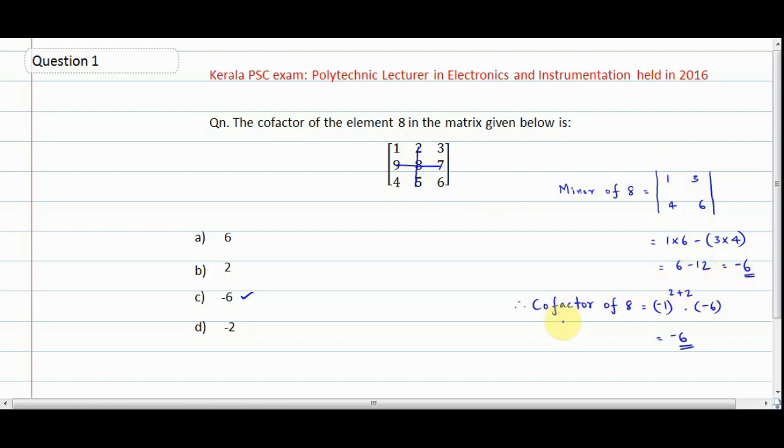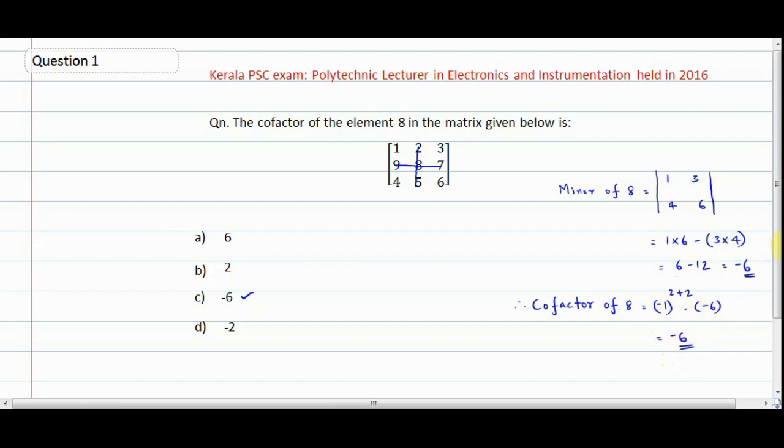Now the cofactor of 8 will be nothing but the signed value of the minor. So that will be equal to minus 1 raised to i plus j. Here i value is 2, as 8 is present in the second row, and j value is also 2, as 8 is present in the second column. So minus 1 raised to 2 plus 2 into minus 6. That will be minus 6 itself, because minus 1 raised to 4 is plus 1. So the value of the cofactor is minus 6.